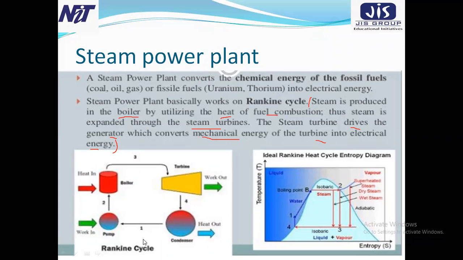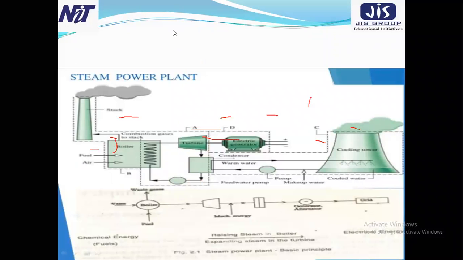The first one is the pump, the heat out, then the boiler giving the heat, then the turbine rotating. So this process is there. This is called the Rankine cycle.